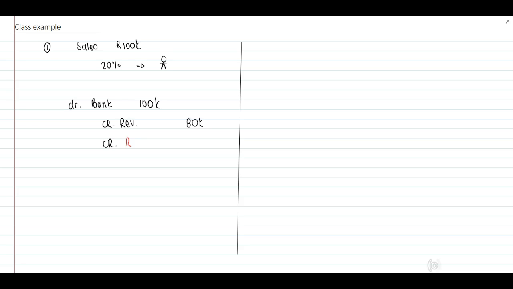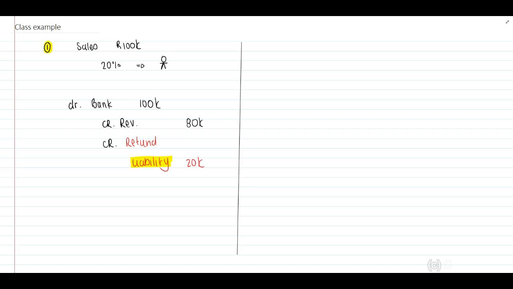Our first example, we have a customer. We've recognized sales to the value of 100,000, and we expect that we will have to pay our customer 20% back, returns. What will our journal entry be? We will debit bank if this is a cash sale with 100,000. We will credit our revenue in our profit and loss with 80,000, and we will credit our refund liability account.